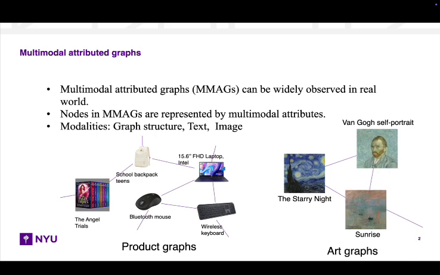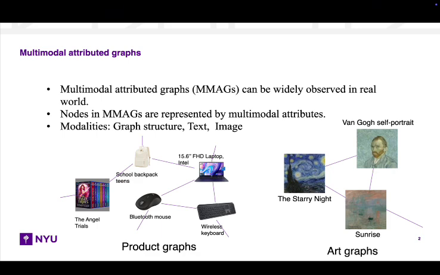So first, a little bit of introduction. What are multimodal attributed graphs? They can be widely observed in the real world. Nodes in multimodal attributed graphs are represented by multimodal attributes. They have visual and text modality.